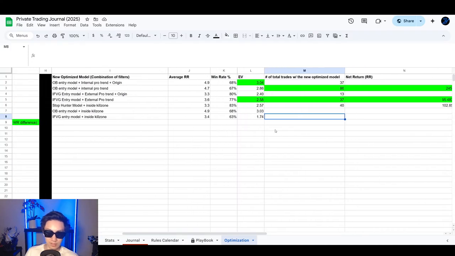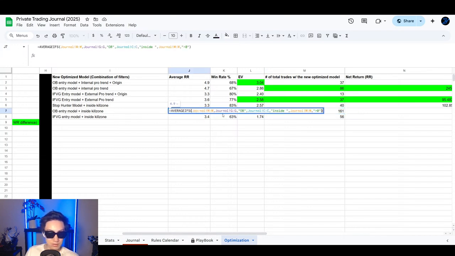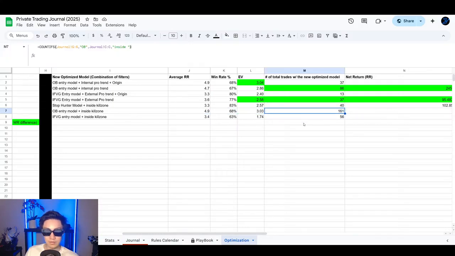We don't have enough trade frequency. That's my bet here. Let's check the trade frequency here. Because if we don't have a lot of trade frequency in sample size, this actually doesn't mean anything. So let's count this here inside, obviously, but we have to change this to IFG. So 56, preferably around 100. Let's change this to OB. And this should be the same thing here inside kill zone. OB. So this is statistically a lot.